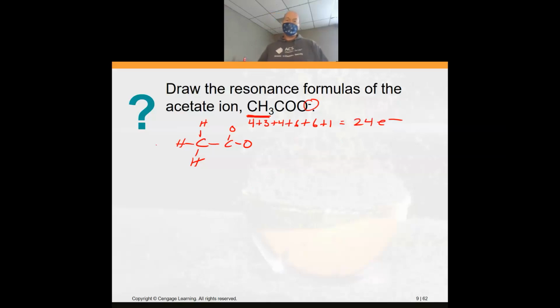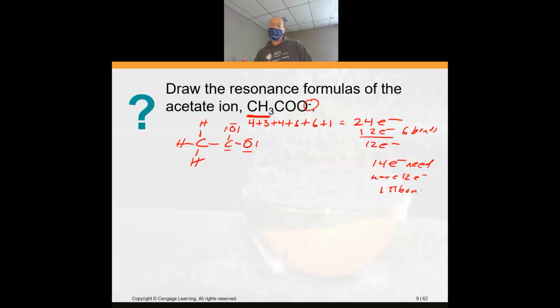All right, so when we draw our skeletal structure, we needed to put in 1, 2, 3, 4, 5, 6 bonds. So that is 12 electrons. That is our 6 bonds that we just wrote in. So we have 12 electrons, and we have to see if that is enough electrons to give everything an octet. And we need 2, 4, 6, 8, 10, 12, 14. 14 electrons required. We have 12 electrons. That means we need to add 1 pi bond.